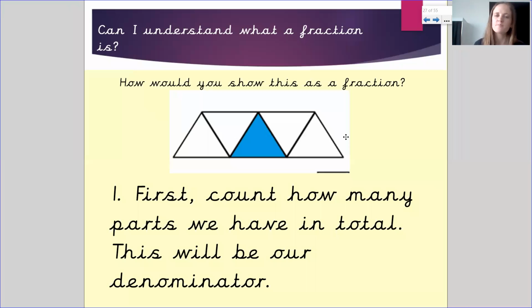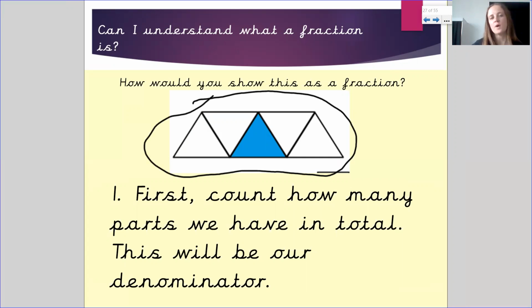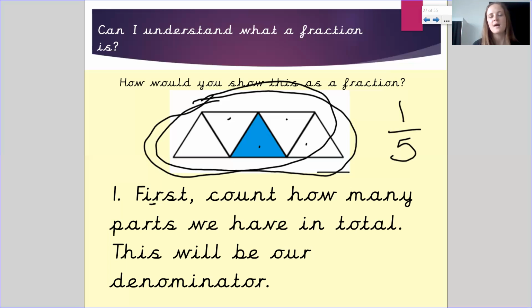If we have a look at this shape, we can see that this is the whole shape. This shape has been broken up into 1, 2, 3, 4, 5 triangles. I can see that one of these triangles is colored in. So I could say 1 out of the 5 is colored in. 1/5 of the triangles is colored in. Because first, you count how many parts we have in total. So in total in this shape, I have got 5 parts, and that is our denominator.